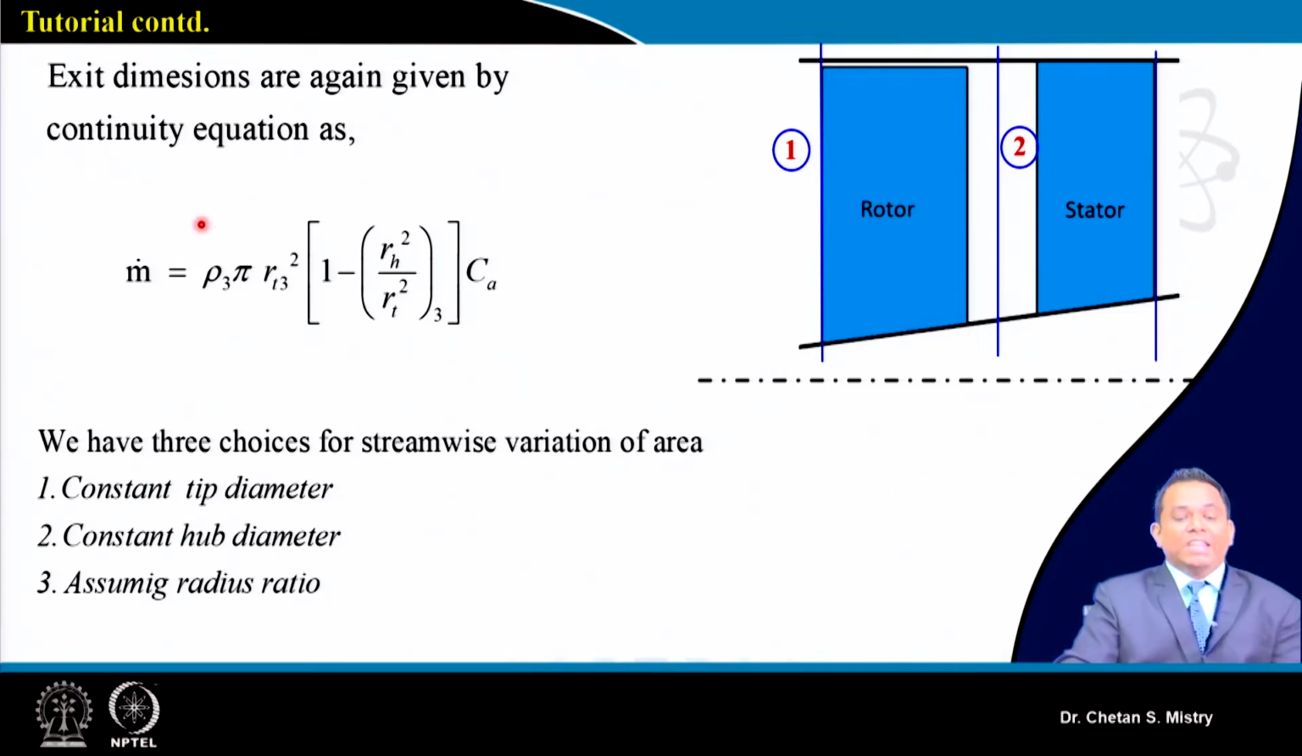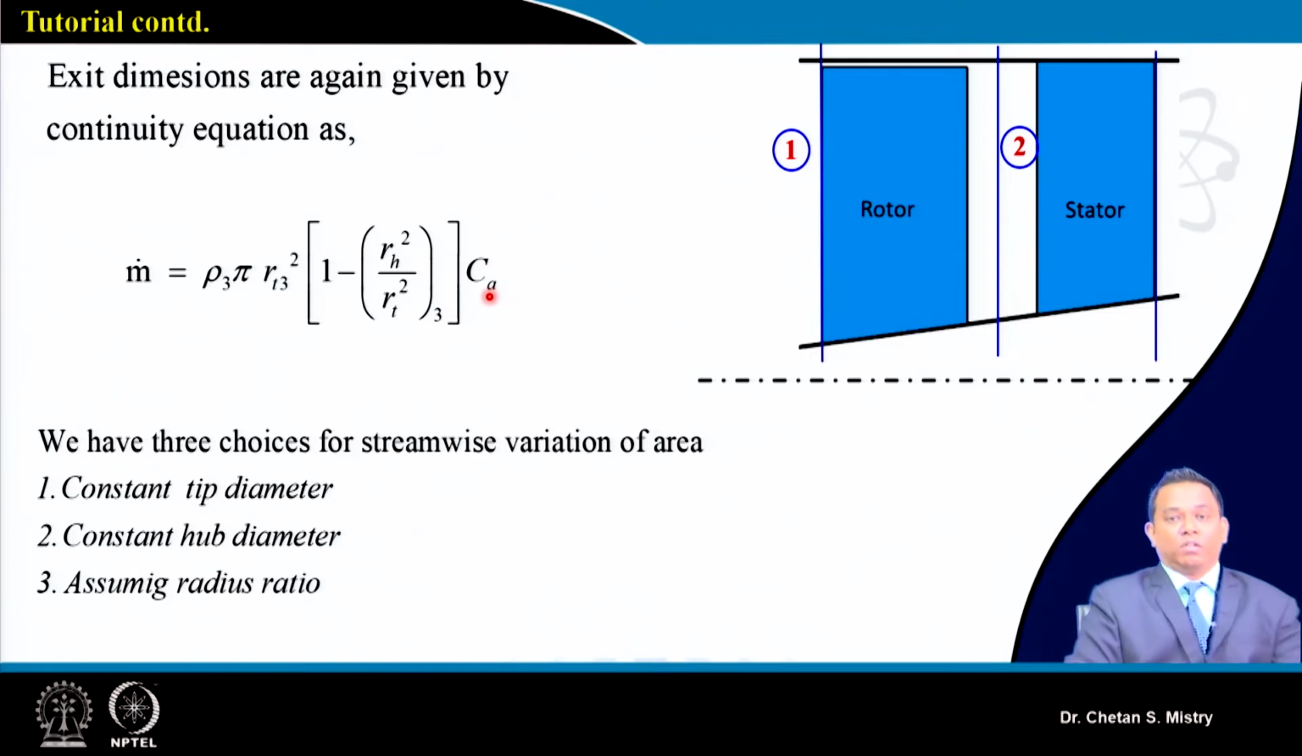So at the exit station, I can write my mass flow rate equation as rho times 3 pi, where this is my tip diameter at the exit, this is my radius ratio at the exit, and this is my axial velocity.